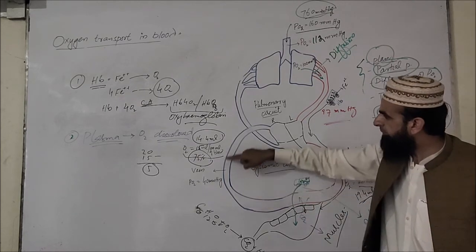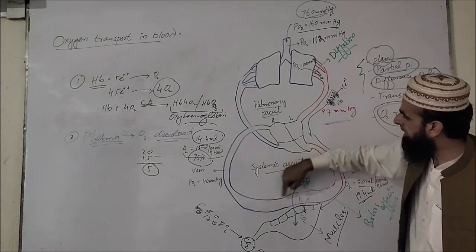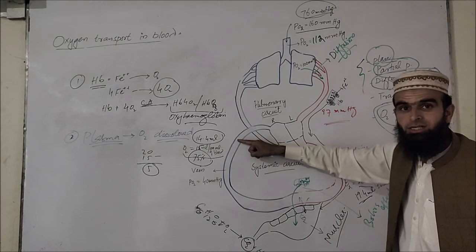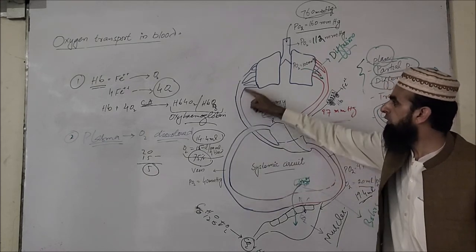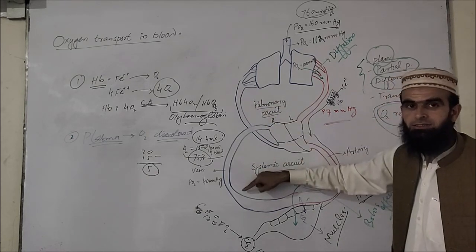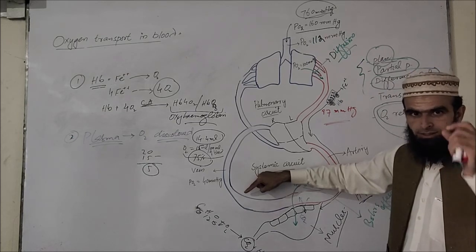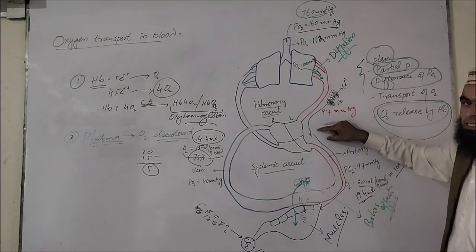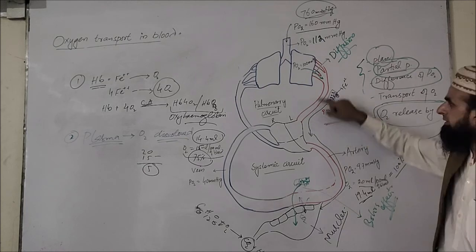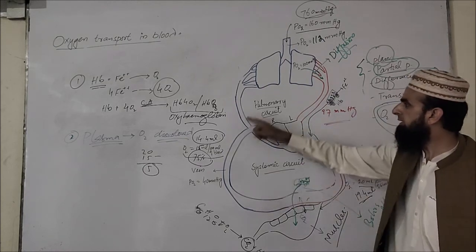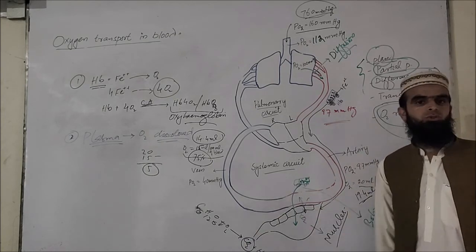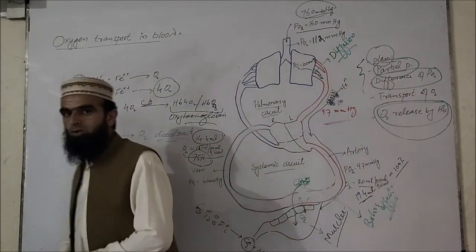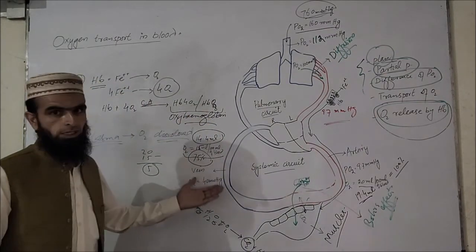And the rest of the blood which is coming back to the heart and to the lungs is now called deoxygenated, and it is shown blue. The blue portion is shown as deoxygenated blood, and this red portion contains oxygenated blood. Okay, this is oxygenated blood, and here this is deoxygenated blood. So this is the whole story of oxygen transport in the blood, how that oxygen transport takes place.